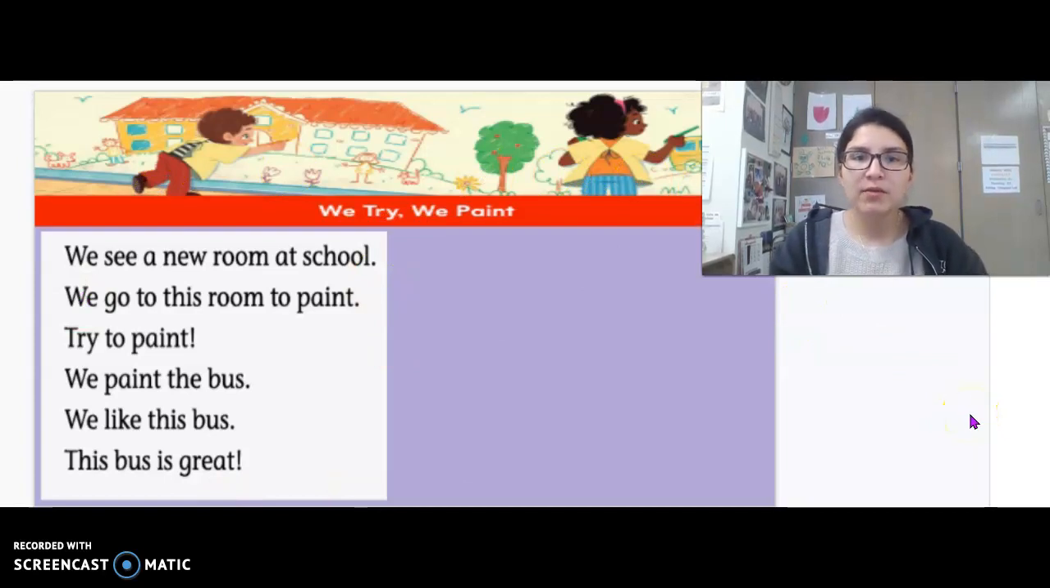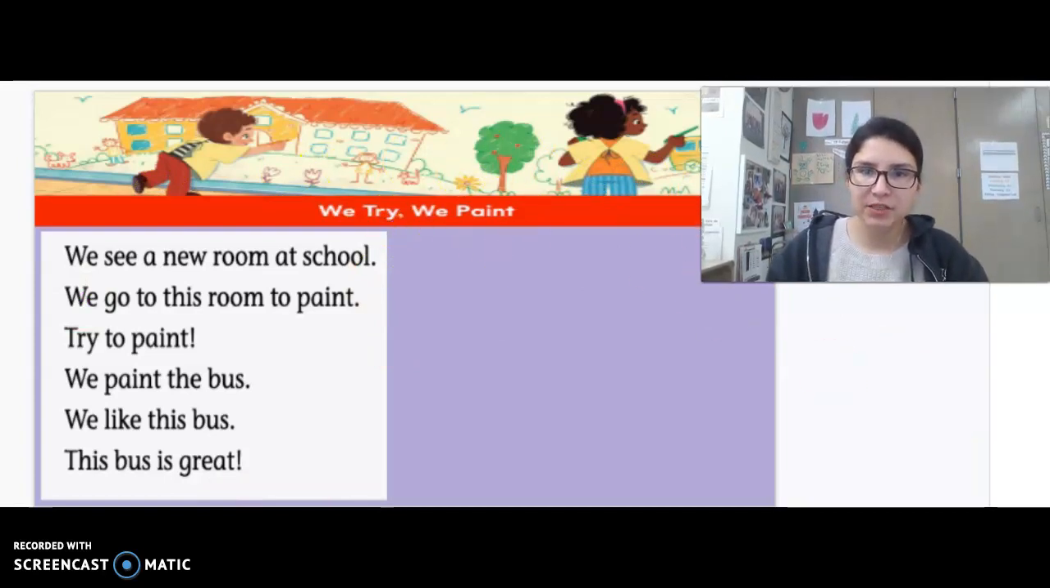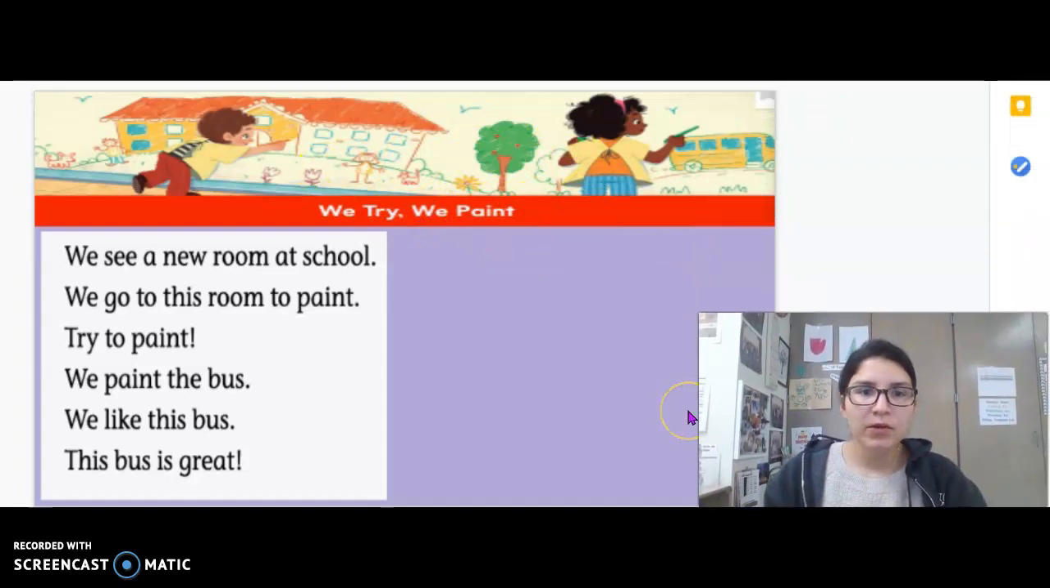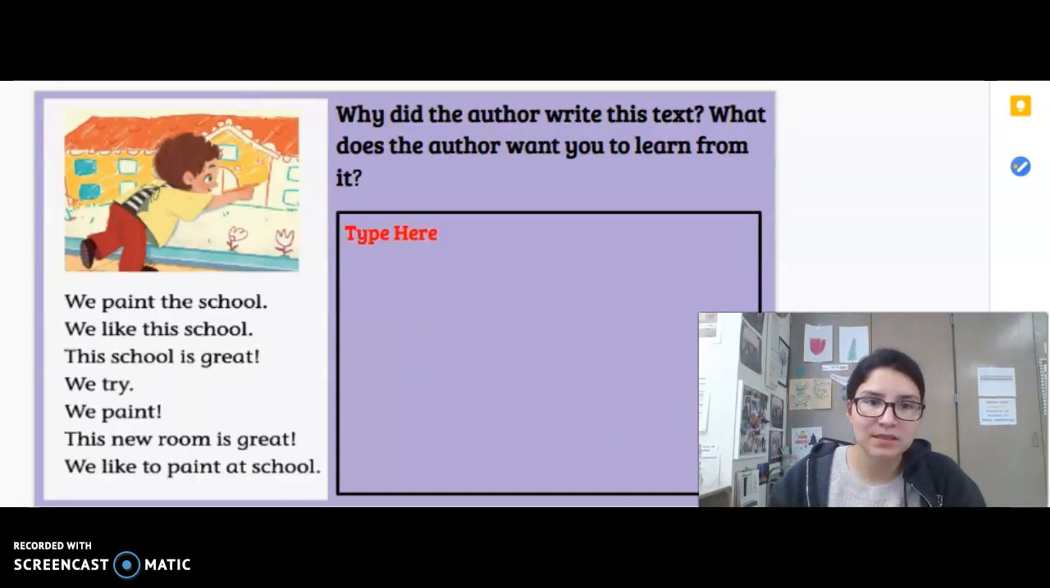We try, we paint. That's the title. Here's a little picture. We see a new room at school. We go to this room to paint. Try to paint. We paint the bus. We like this bus. This bus is great. We paint the school. We like this school. This school is great. We try, we paint. This new room is great. We like to paint at school.